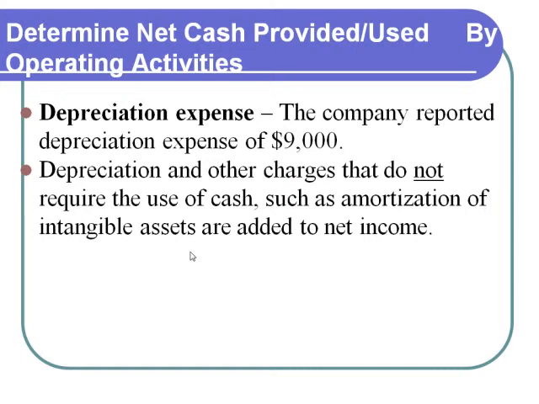And on our income statement, and you can turn to your income statement right now and see that we had depreciation expense of $9,000. Depreciation and any other charges that don't require the use of cash will be added to net income on the cash flow report. Why? Because they really didn't involve cash. They involved an adjustment for accrual accounting purposes, and the cash flow is all about cash.